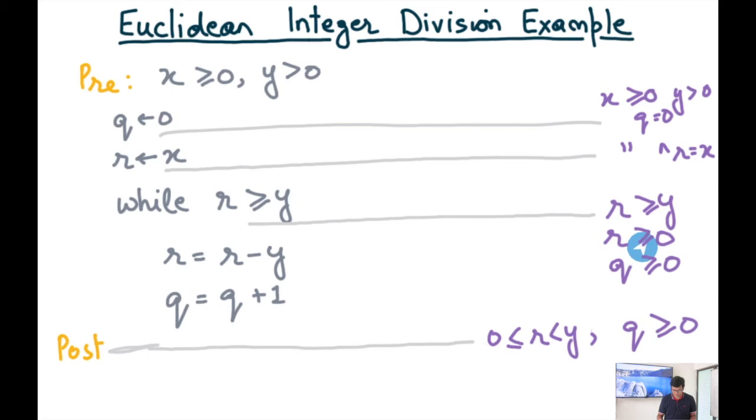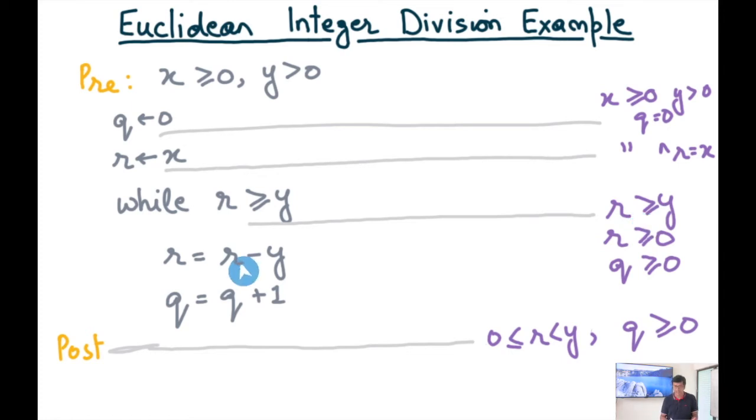Similarly, let's look at the other invariant, which is r is greater than or equal to 0. So I know that r is greater than or equal to 0 because if I'm coming on this path, then r was equal to x, and we know that x was greater than or equal to 0. And so from that I know that if I'm coming here from the entry, then r is greater than or equal to 0. Moreover, if I look at the loop path, then I get r equals r minus y, but I already know that r is greater than or equal to y.